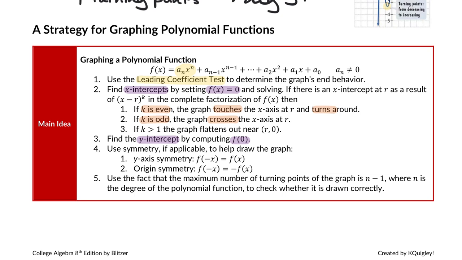We will then use symmetry to determine if we can plot some points. Since there's not necessarily an axis of symmetry, we have to decide if there is symmetry in the graph by checking f of negative x. So let me highlight this for you guys. This is what you're doing to decide if you have symmetry. And last but not least, you're using that turning points idea to make sure that the graph has been drawn correctly. So we've got a lot of pieces of information to put together to be able to graph one polynomial function.